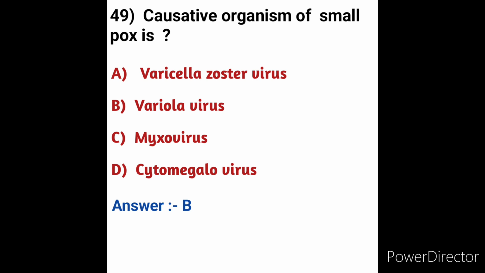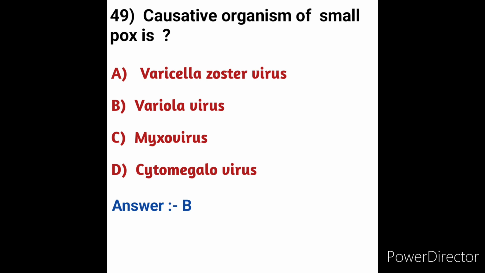Okay friends, here we have to know which viruses cause which diseases. First, varicella zoster virus is the causative organism for chickenpox. Next, myxovirus is the causative organism for mumps and measles in humans. Next, cytomegalovirus is related to hepatitis and liver problems. So, the causative organism of smallpox is variola virus. This is the correct answer.